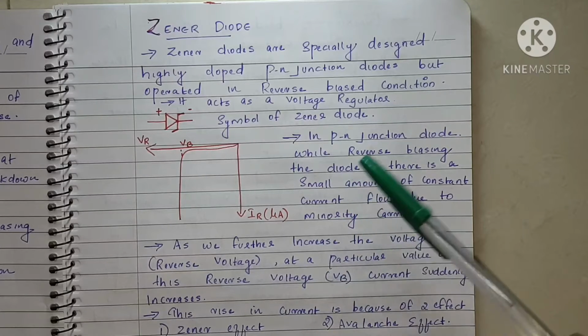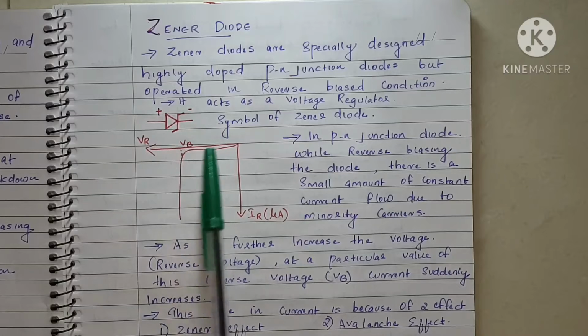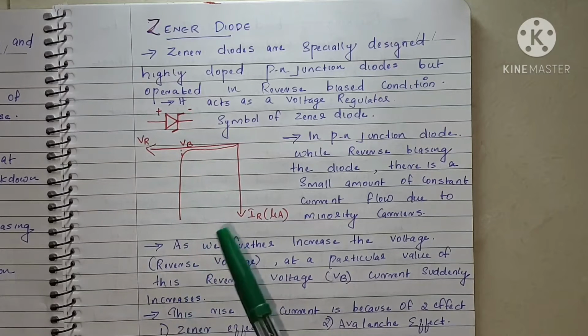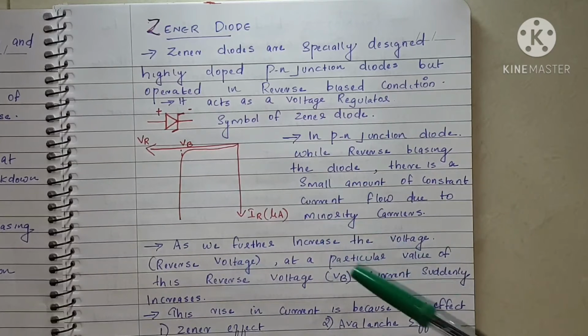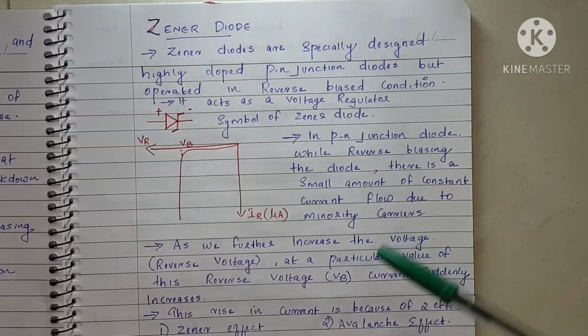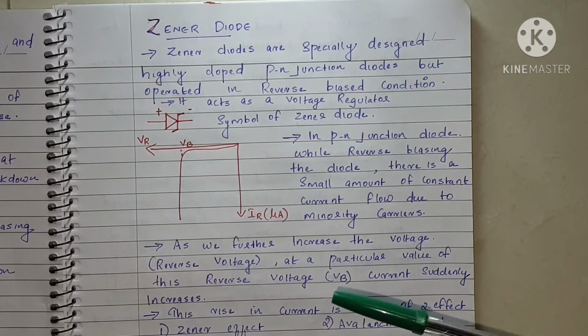In a PN junction diode, when the voltage reaches a particular value, the current suddenly increases. And this increase in current is because of two effects. One is the Zener effect and the second one is the avalanche effect. First, we'll discuss the Zener effect.